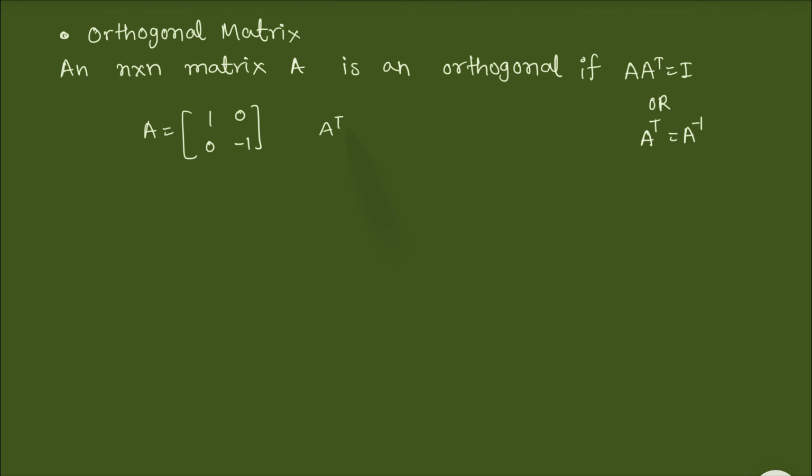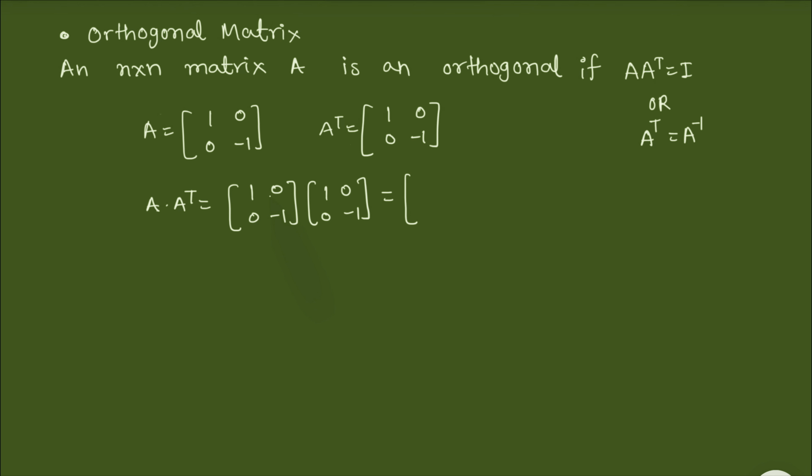Let's find A transpose, which has columns which are rows in A matrix, which is 1, 0, 0, minus 1. Now let's multiply A into A transpose, which is equal to 1, 0, 0, minus 1 into 1, 0, 0, minus 1. Now number of columns in A is equal to number of rows in A transpose. Therefore the multiplication exists.